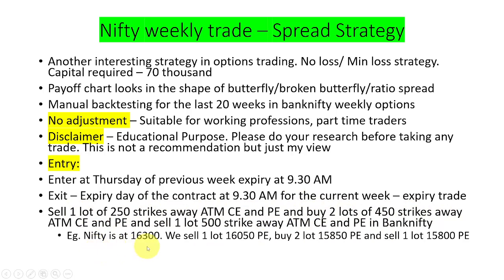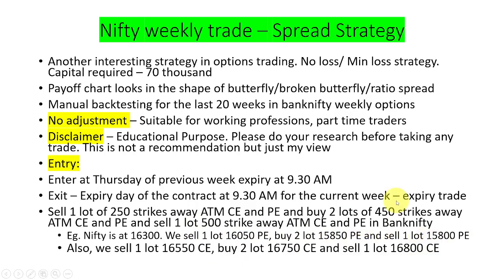Suppose Nifty is at 16,300. On the put side only, we sell one lot of the 16,050 put, we buy two lots of the 15,850 put, and we sell one lot of the 15,800 put. Similarly on the call side, as Nifty is at 16,300, 250 points from 16,300 is 16,550. We buy two lots of 16,750, and we sell one lot of 16,800.